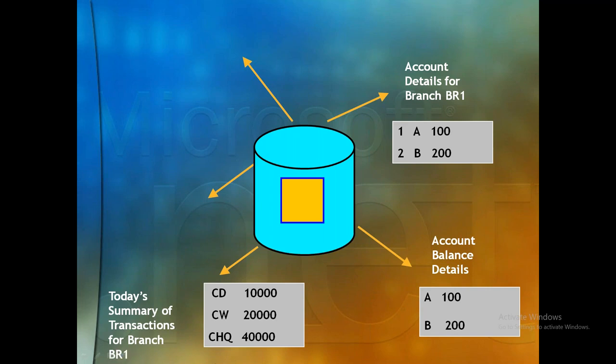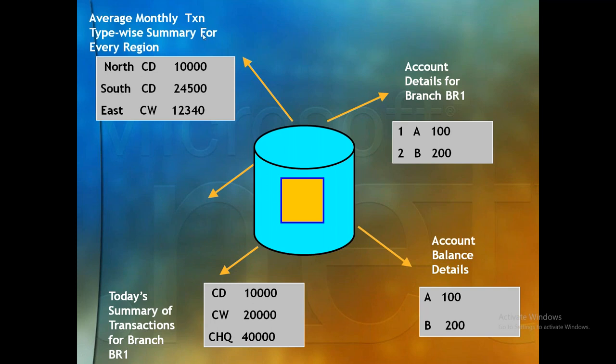For example, what are the cash deposits today? What are the total cash withdrawals that happened today? And what are the check deposits and withdrawals that happened today? I want to have a summary by end of the day. Clear? For branch BR1, for branch BR2, for branch BR3. Like that, I want to get the information. For this, what do you do? You write a query, right?